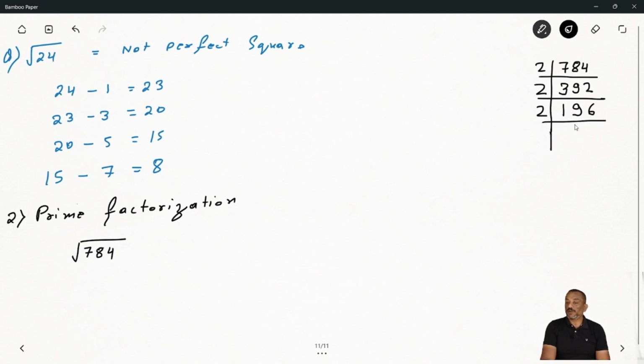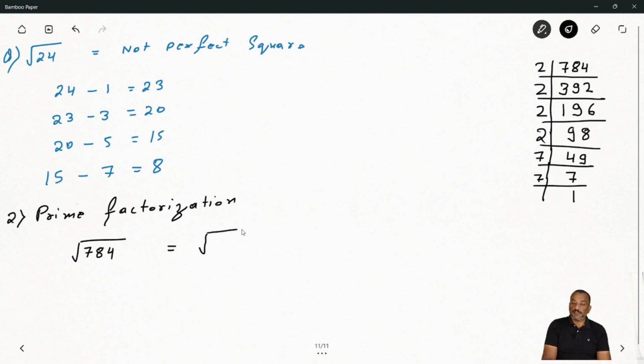Okay, so you will get how much? 98. Now again go with 2, so you will get how much? 49. Now it is not divisible by 2, but 49 you can say comes in the 7 table, so 7 times 7, and now 7 times 7, 1. So you can see here we can write all the numbers under the square root. So you can say 2 times 2 times 2 times 2 and times 7 times 7.